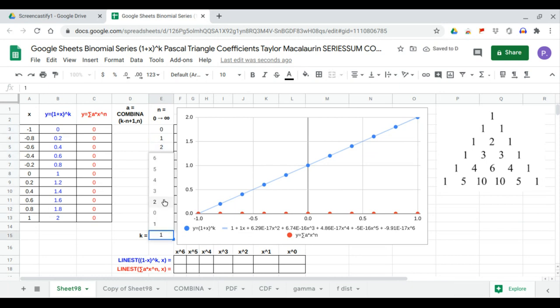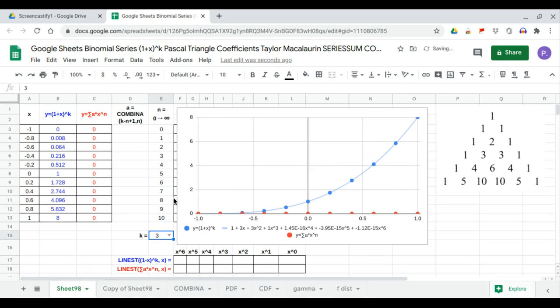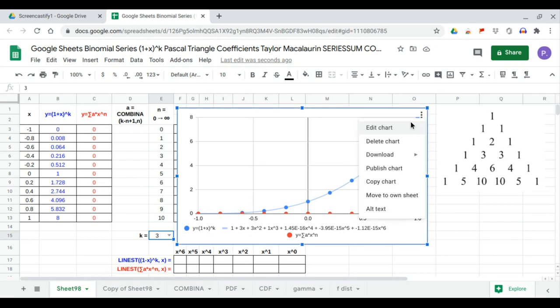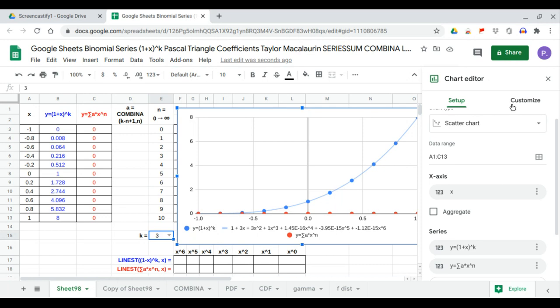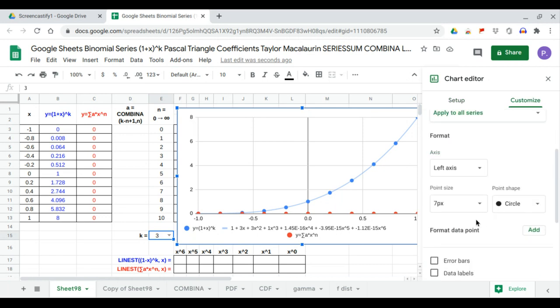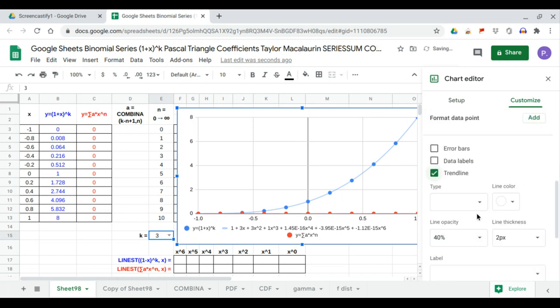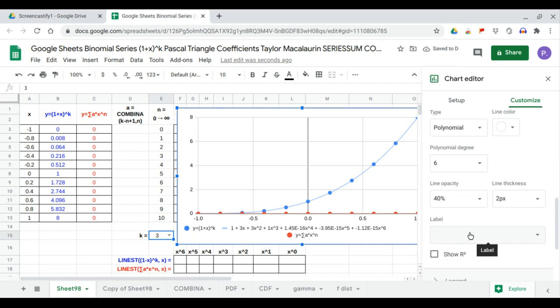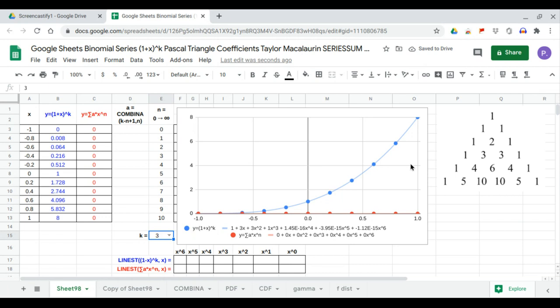So let's say this is 3. This is how it's going to look like. The red trend line will show the trend line as well, polynomial to the degree 6, and show it as equation. So we have the trend line and trend line equation of the Taylor-Maclaurin SERIESSUM expansion.